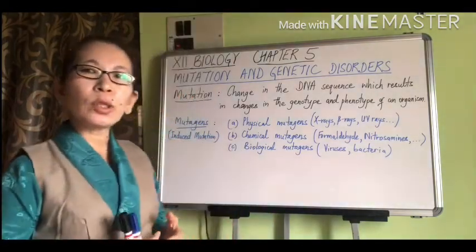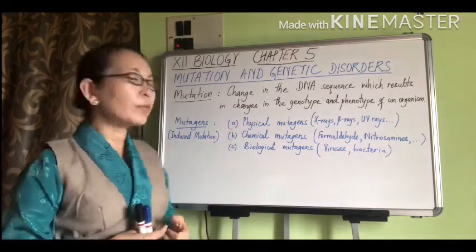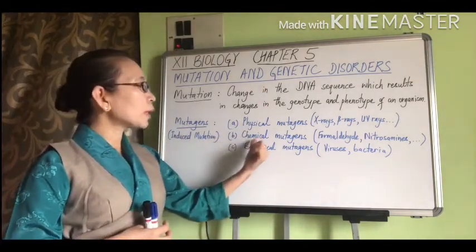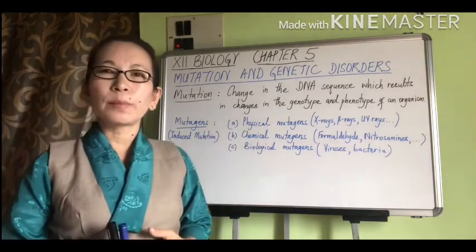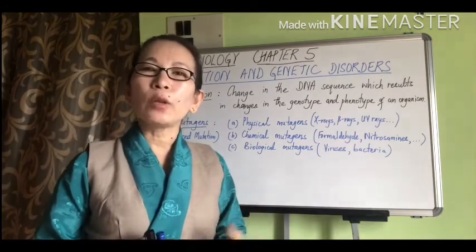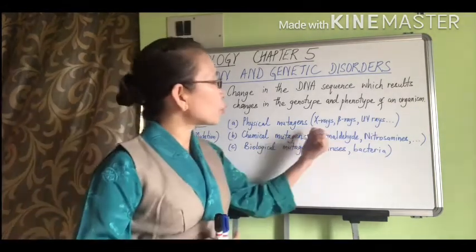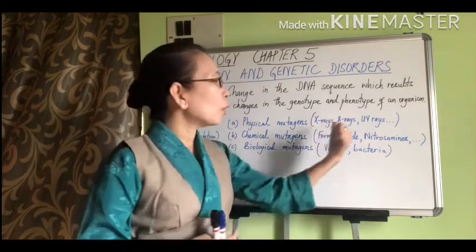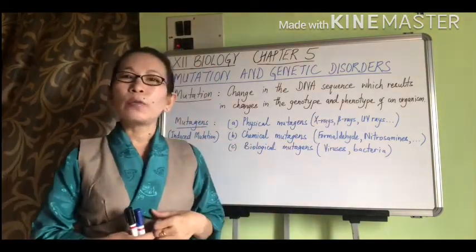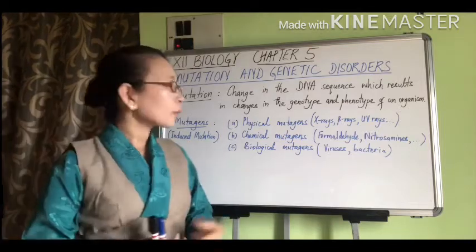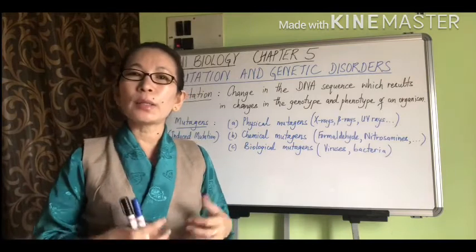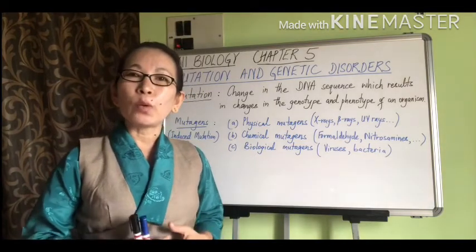And these agents which are causing mutations are collectively referred to as mutagens, which could be physical, chemical, or biological mutagens. So physical mutagens include all of the harmful ionizing and non-ionizing radiations such as X-rays, beta rays, gamma rays, or UV rays. And chemical mutagens are all the harmful carcinogenic chemical compounds such as formaldehyde, nitrosamines. Nitrosamine is a carcinogen present in tobacco.